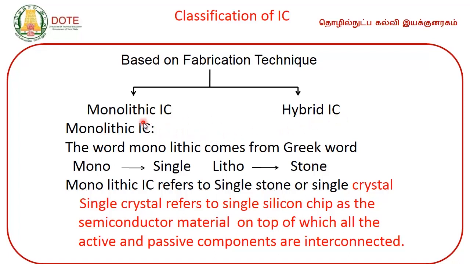What is monolithic IC? Monolithic is a word that originated from Greek. The word mono means single, litho refers to stone, so monolithic IC refers to a single stone or single crystal. Single crystal refers to a single silicon chip as the semiconductor material on top of which all the active and passive components are interconnected. Okay. So, the idea is very simple.